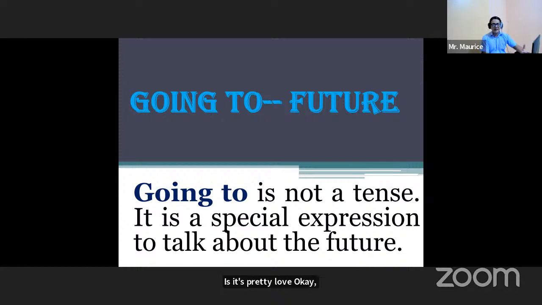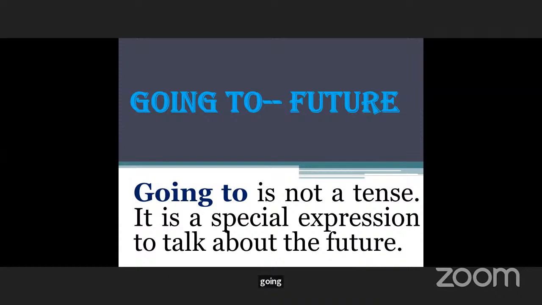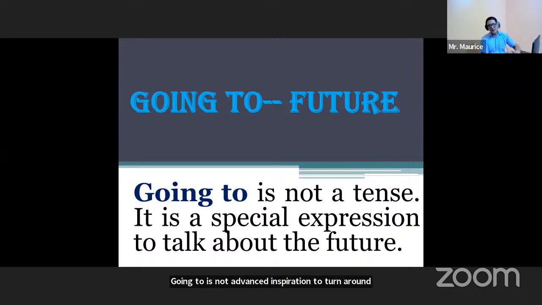Future, how to express. So the first thing I need to show you is actually a definition of the use. First, it's quite important for me to show you a definition about going to. So I'm going to ask Elsie Jimenez, could you please read what you see on the screen? Going to is not a tense. It is a special expression to talk about the future. Good, thank you. I appreciate it.